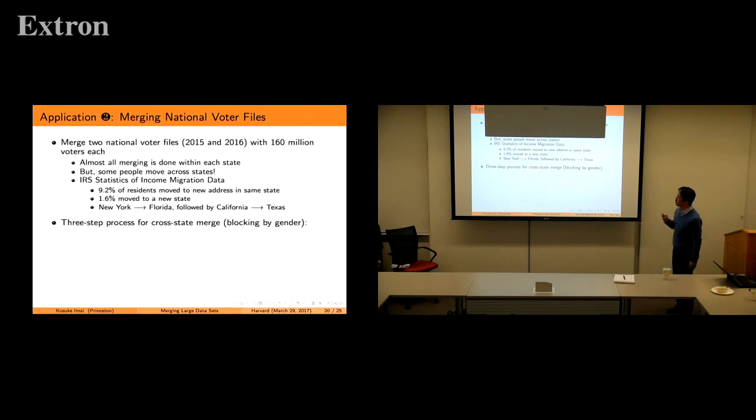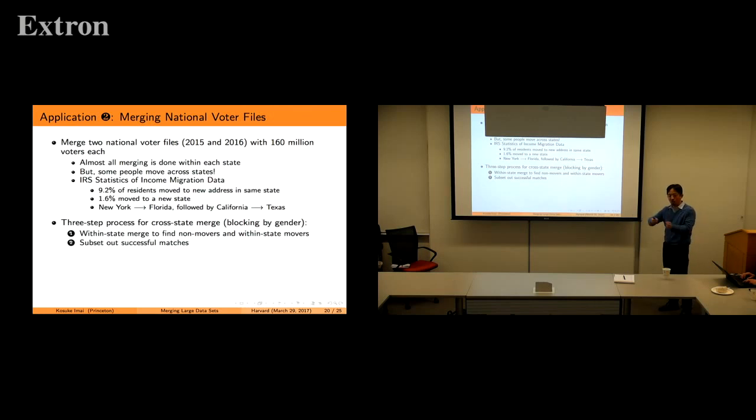Okay, so we're gonna do a 3-step process of cross-state merge. We're gonna block by gender, and then we do some k-means again to keep the number of observations manageable, like a few hundred thousand records. So first, we're gonna do within state merge to find non-movers, people who don't move, and people who move within the state. And then we take those people out. So once we do the match, we take those people out, and then run cross-state merge to find cross-state movers.